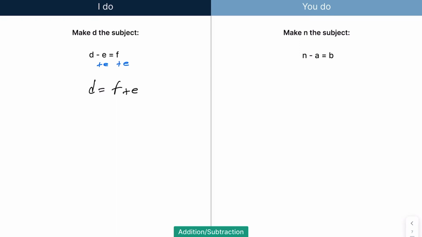Again, hopefully you've pressed pause and had a go at this example. So we want to get rid of the A here. And that becomes N is equal to B plus A.